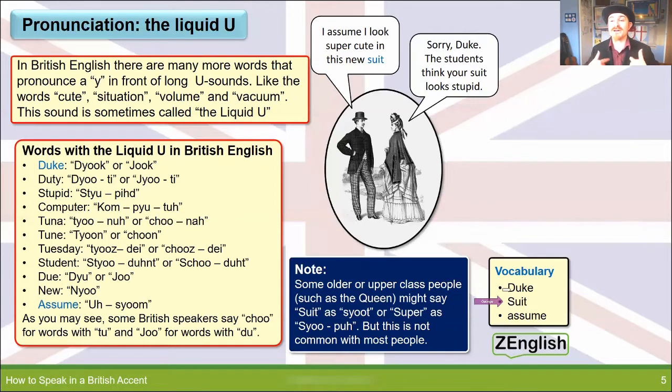A suit is what I'm wearing now, also a spacesuit or something like that. And assume. If you assume something, that basically means you guess it without evidence. You treat things as if it's true, even if it's not. Well done there, guys. I do think that's particularly difficult, that one. So let's move on to the next.